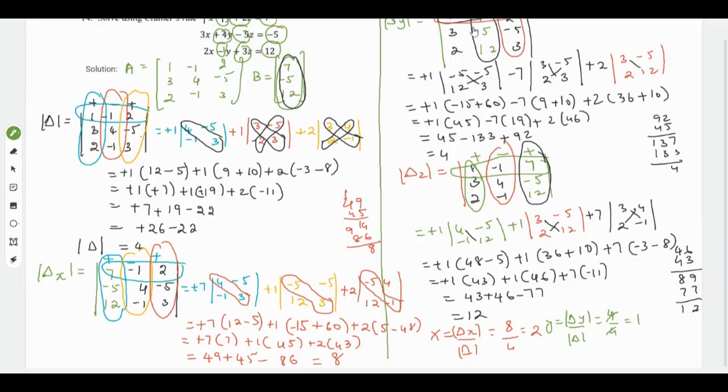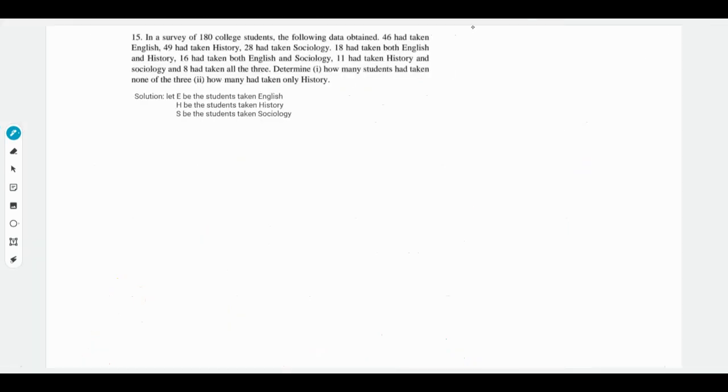Then the last one, z. z equals delta z divided by delta. Delta z is 12 divided by 4, it will be 3. So x is 2, y is 1 and z is 3. Hence we have found the solution.